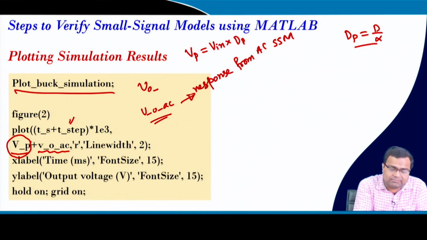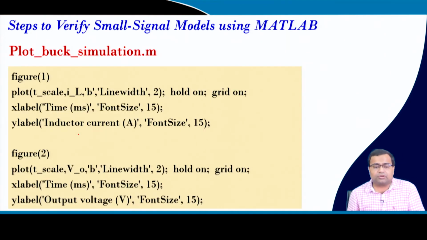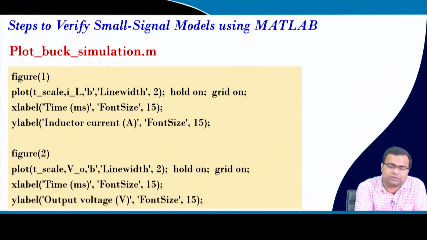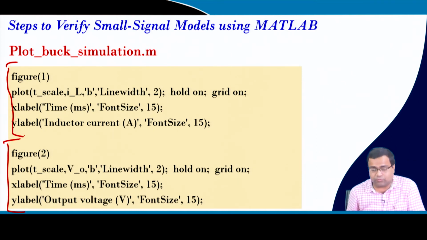This is the step time, and this simulation was from 0. So you have to add it. So this is the offset time. That means our AC model response will start from the step time. Before that, there will be no response, because it will only give the excitation when there is a step input, right. So now, the simulation file from the actual switch simulation, whatever we have stored, in figure 1 we are plotting inductor current, and in figure 2 we are plotting actual output voltage.